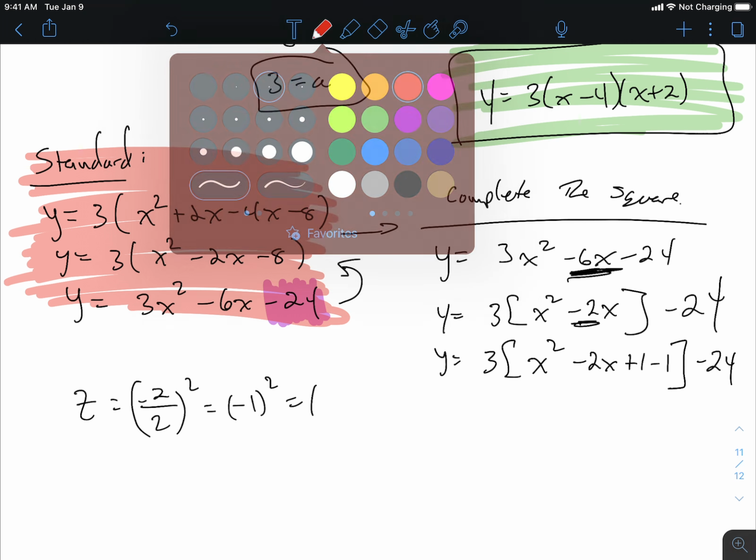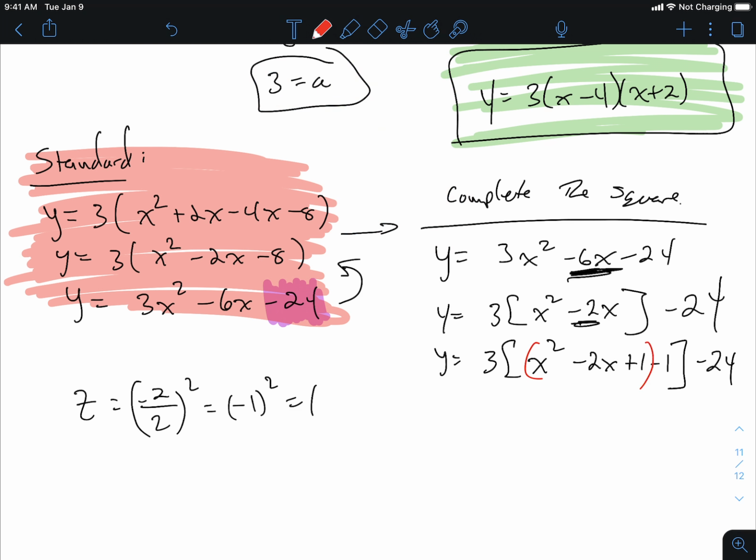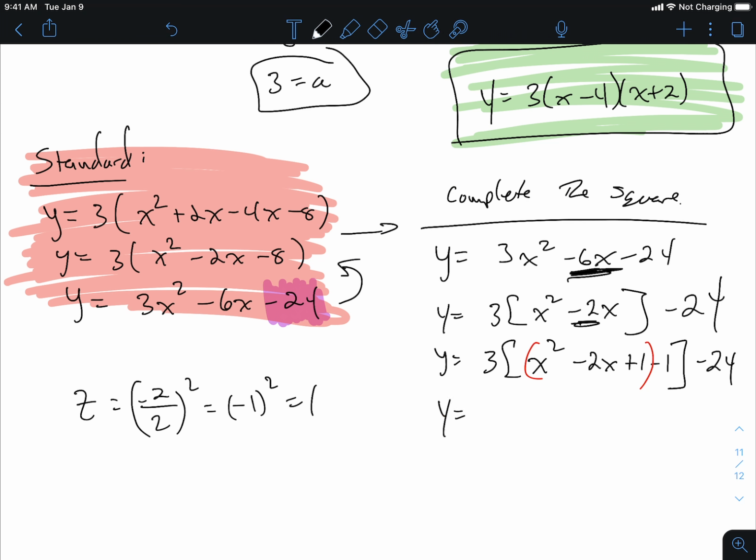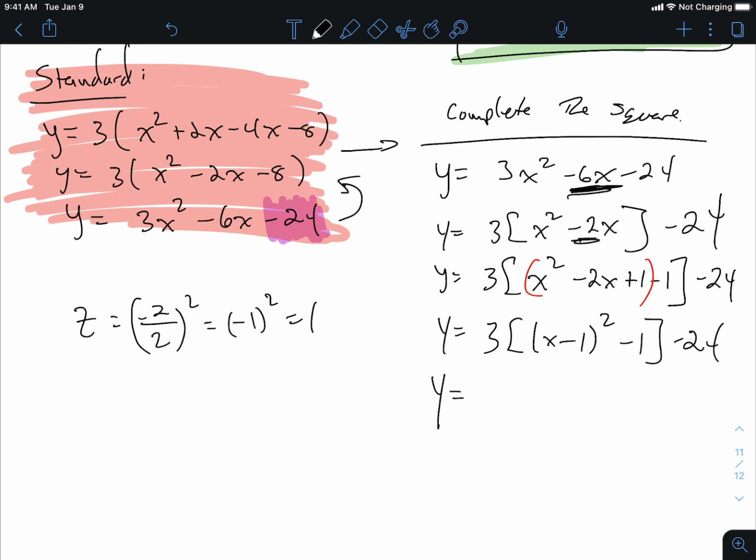First 3 become a perfect square trinomial. We're going to get x minus 1 squared minus 1 minus 24. Distribute the 3 in.